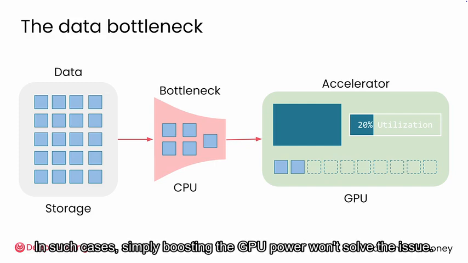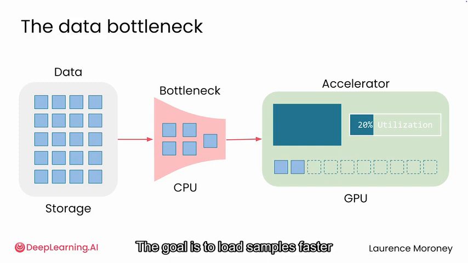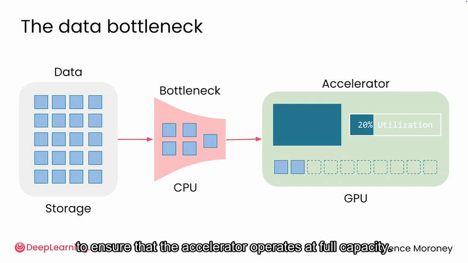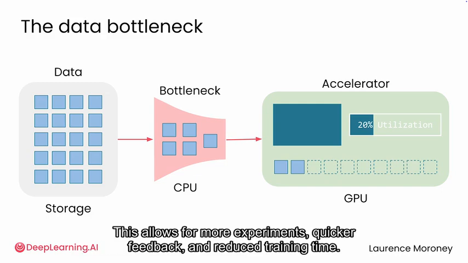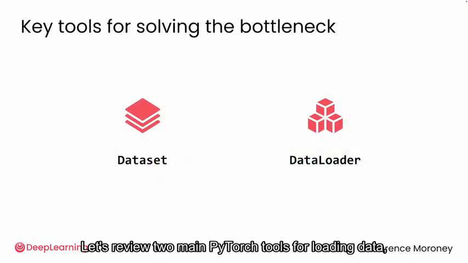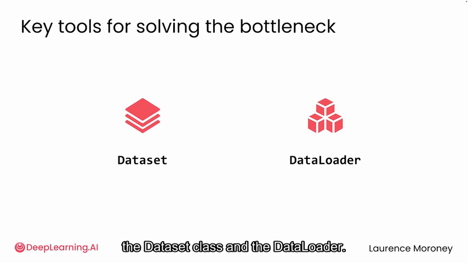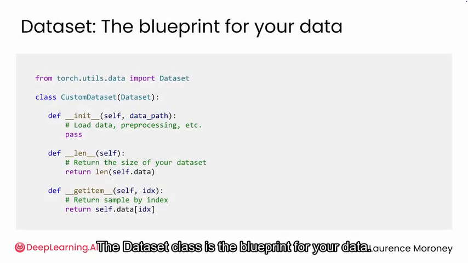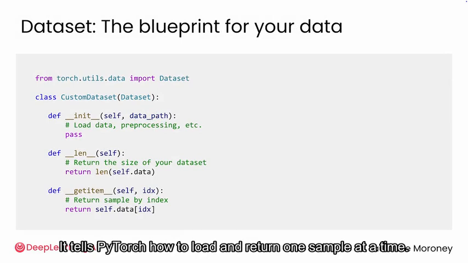In such cases, simply boosting the GPU power won't solve the issue. The goal is to load samples faster to ensure that the accelerator operates at full capacity. And this allows for more experiments, quicker feedback, and reduced training time. In this and in the next video, you'll learn how to alleviate bottlenecks using efficient data loading techniques. Let's review two main PyTorch tools for loading data, the Dataset class and the DataLoader. The Dataset class is the blueprint for your data. It tells PyTorch how to load and return one sample at a time.